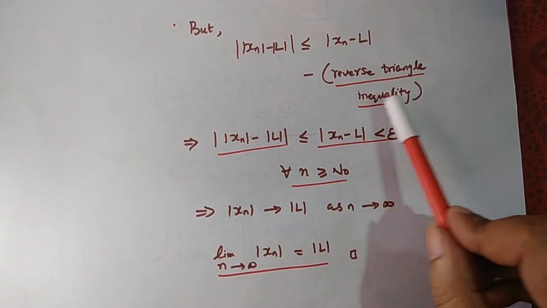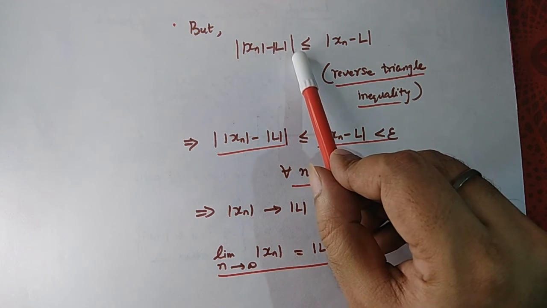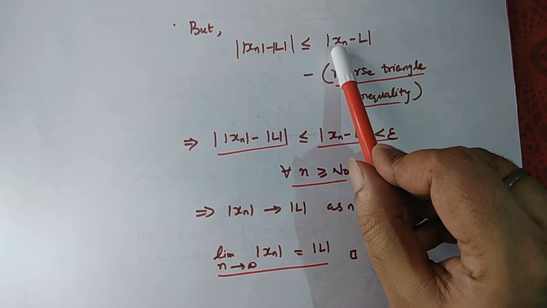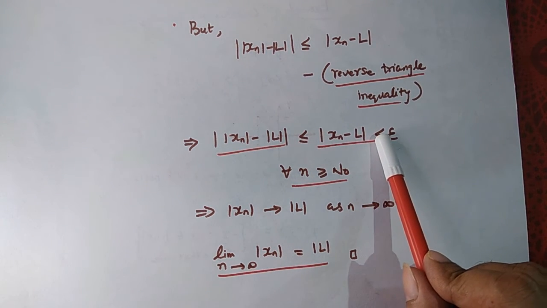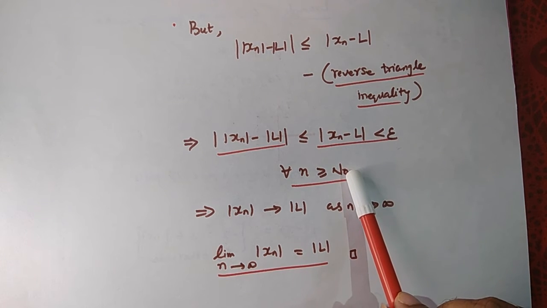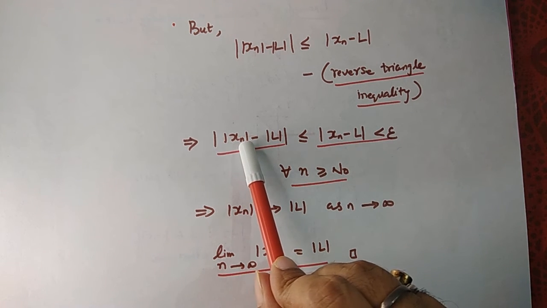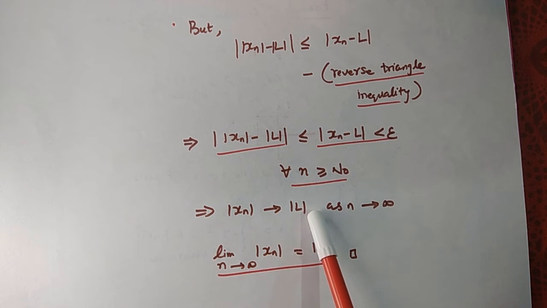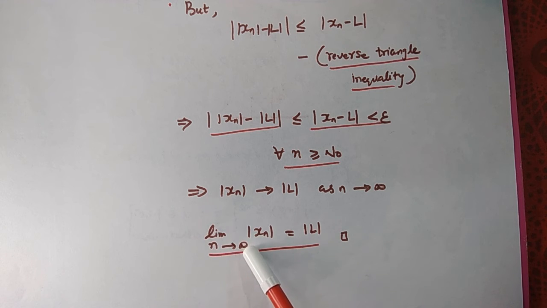By the reverse triangle inequality, mod of mod xn minus mod L is less than or equal to mod of xn minus L, and mod of xn minus L is less than epsilon for all n greater than or equal to n naught. Hence, we can conclude that mod xn tends to mod L as n tends to infinity, or limit n tending to infinity mod xn is equal to mod L.